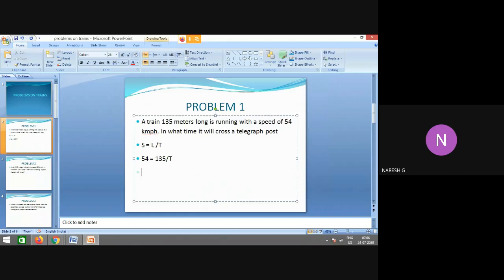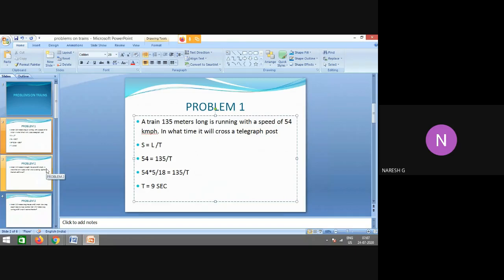Now train length is in meters, time is in seconds, speed is in kilometer per hour. Convert this kilometer per hour to meter per second, multiply by 5 by 18. So 54 into 5 by 18 equal to train length 135 meters divided by time. Because left and right hand side, train length is in meters, time value it is in seconds. So we are converting that kilometer per hour to meter per second. And by simplifying, we will get that time equal to 9 seconds. So it will take 9 seconds to cross a telegraph post.